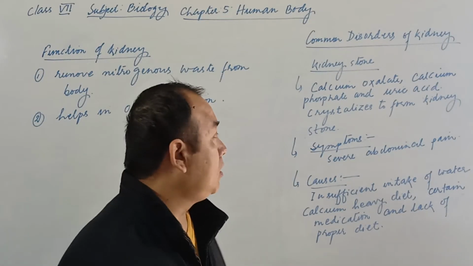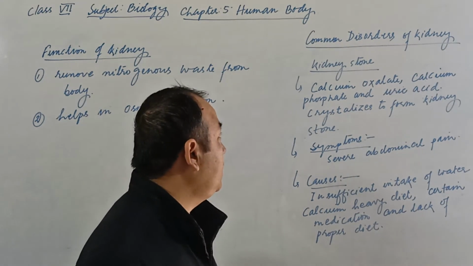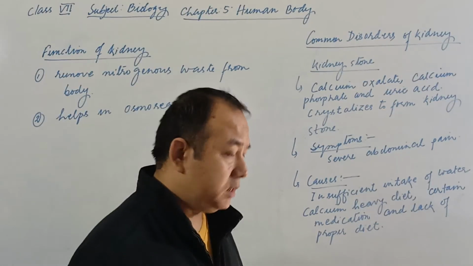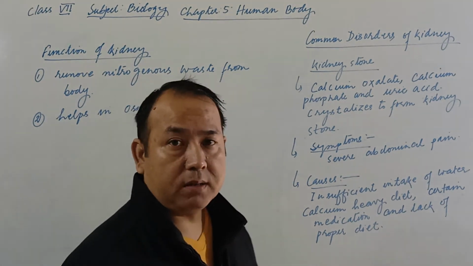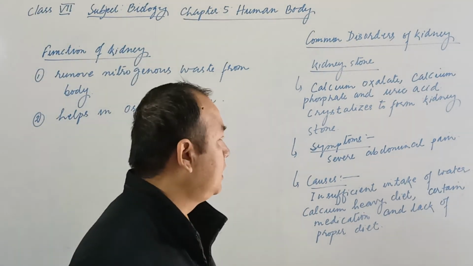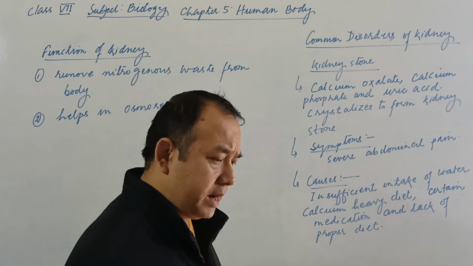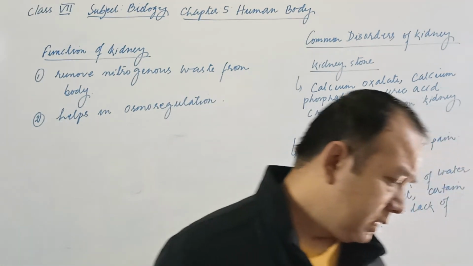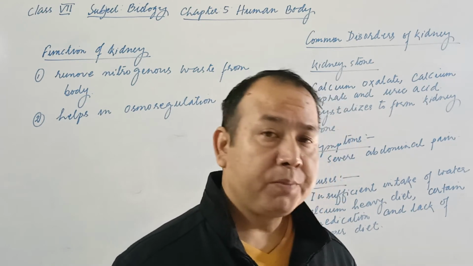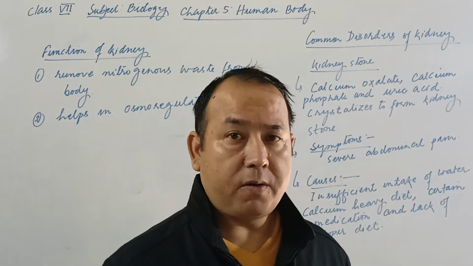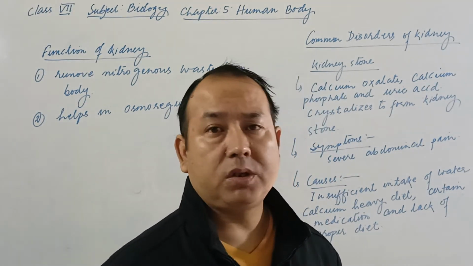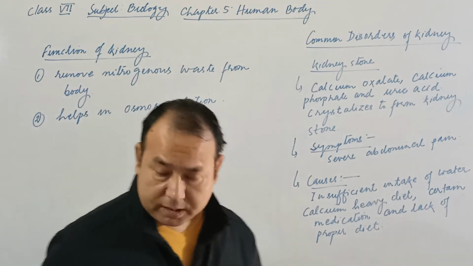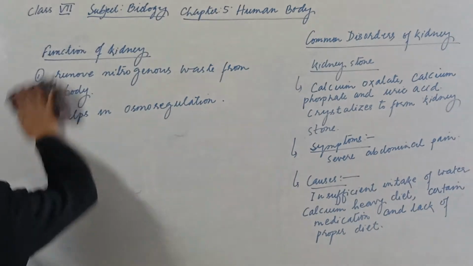Then the remedy or preventive measures which we can take are drinking enough water and regular exercise. Regular exercise and drinking a sufficient amount of water can prevent the formation of these kidney stones in the urinary tract. Now after that comes UTI.